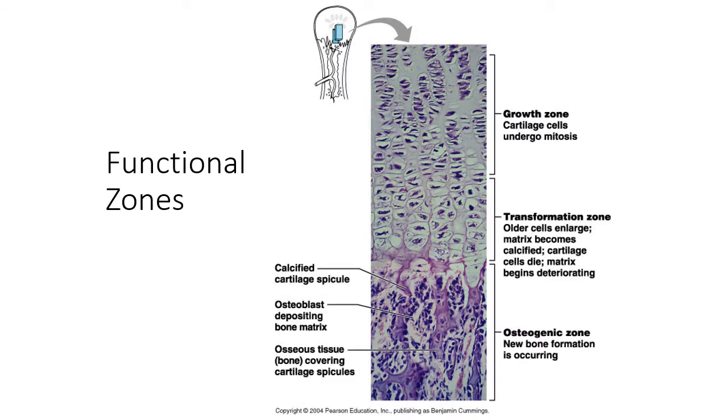And so on a microscopic image, we can see just that occurring. We have rapid cell division. The cells are often stacking up in columns as they move from the growth zone into the transformational zone. And then down here in the osteogenic zone is where we now have the calcification of the cartilage itself. It's now starting to become solid bone. And so this is going to occur within that junction between the epiphysis and the diaphysis itself.